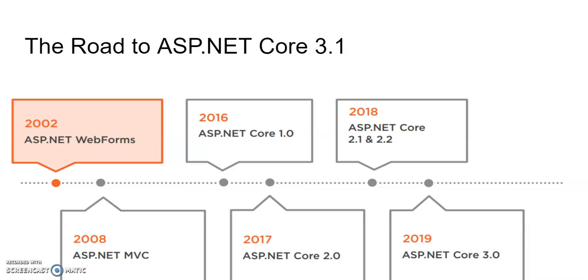Over the course of 2018, two major updates were released, named 2.1 and 2.2, which brought quite a lot of new features for the platform, including support for SignalR and support for Razor class libraries. And then in 2019, we got ASP.NET Core 3.0, the next major version of the platform. At the end of 2019, we got the release of ASP.NET Core 3.1.